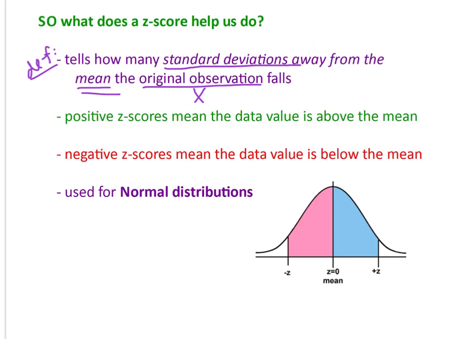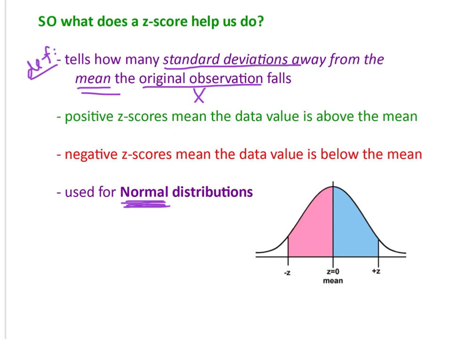How far from the average is the value I'm looking at? So positive z-scores mean the data is above the mean, and negative z-scores mean the data value is below the mean. We use z-scores for normal distributions. We are going to build on what normal means in future videos, but it is capital N normal, and it's a very specific distribution. It's a distribution that looks like this. It's a nice bell curve distribution.